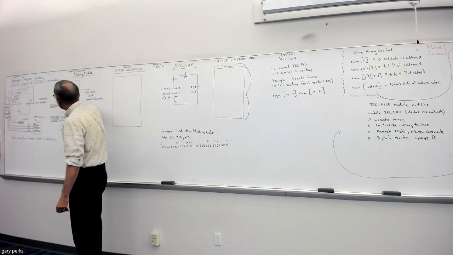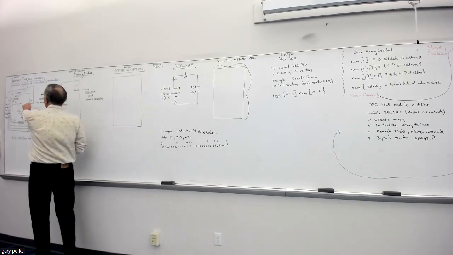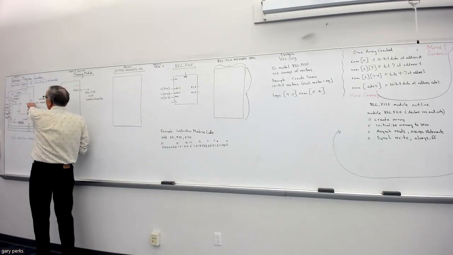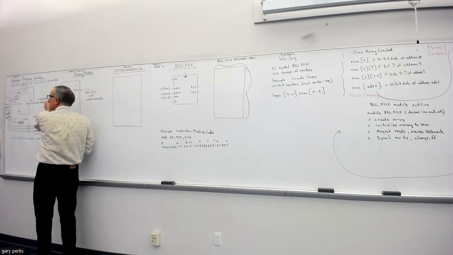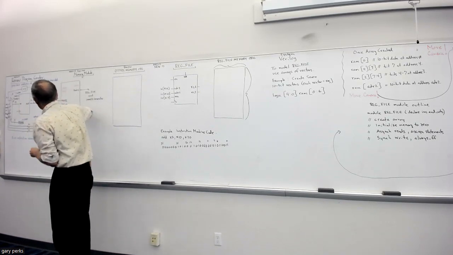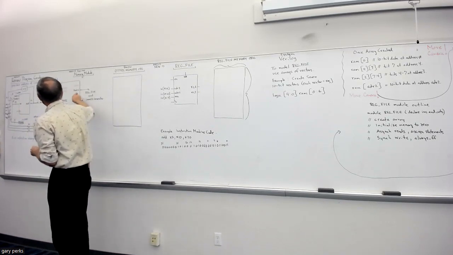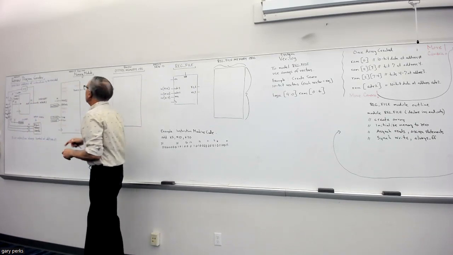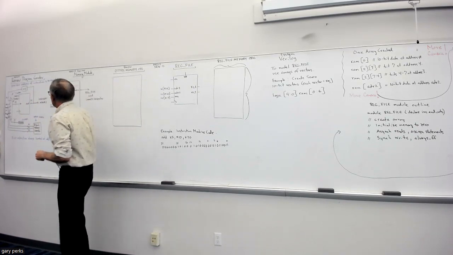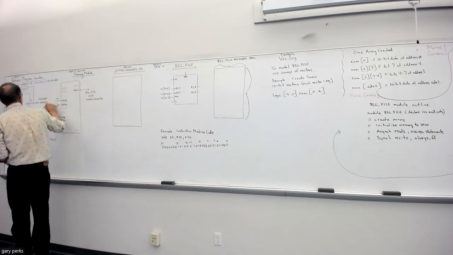We already talked a little bit about this address 1. Again, that's connected to the output of the program counter. So here, the address of the instruction to be executed is going to be. Then we have a read enable 1. So this read enable 1, this is active high.